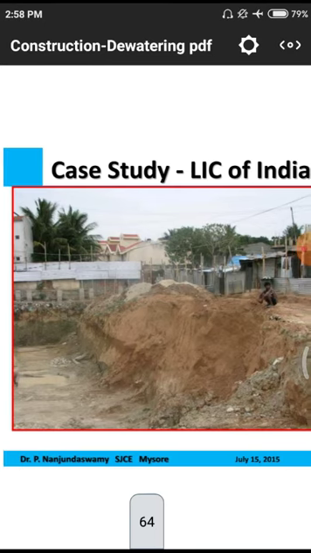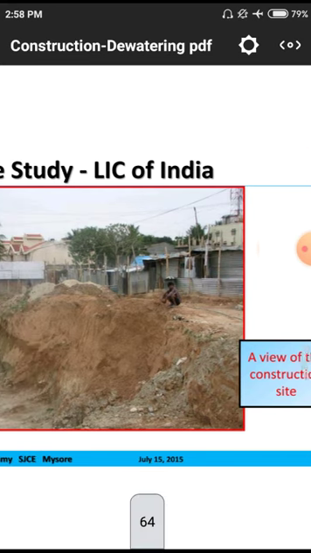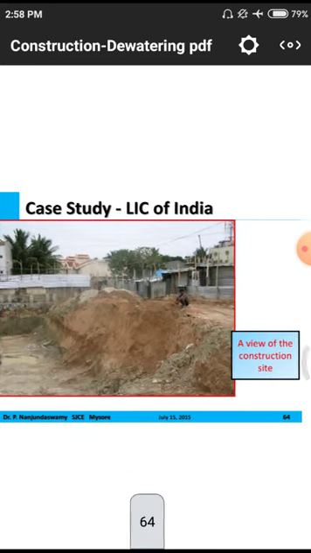It is a case study of a particular land. They are removing the total soil up to a particular depth. After that they are removing water, and after that they are simply constructing. A view of the construction site of LIC building in Bangalore.